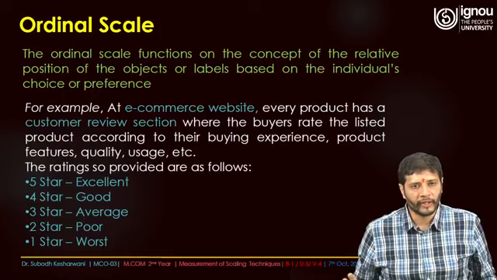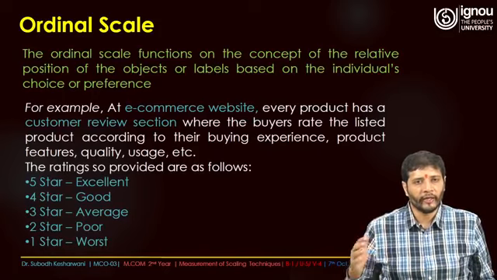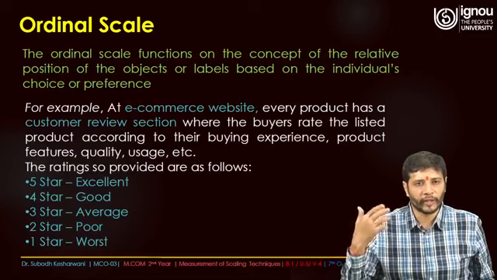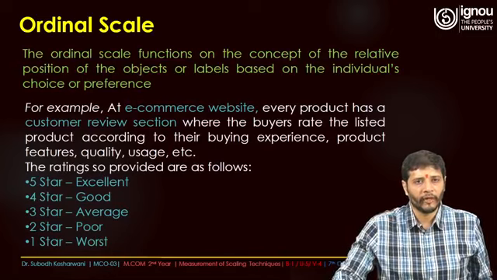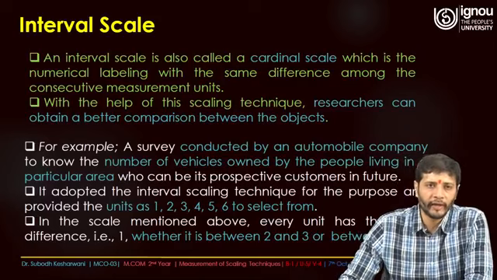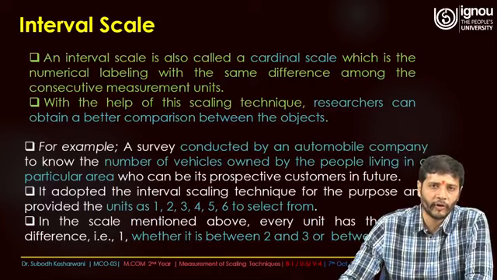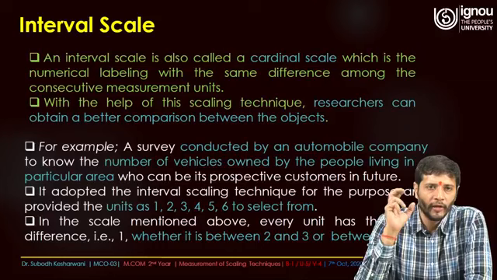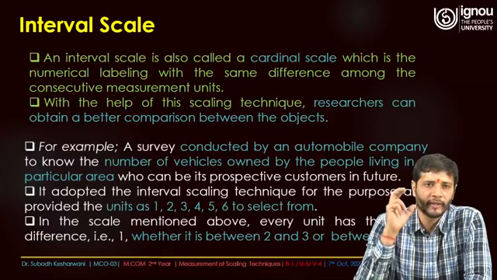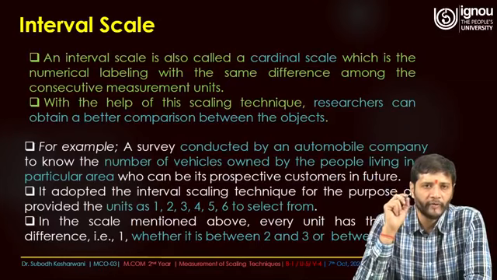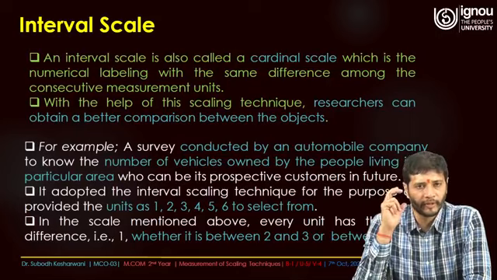These ratings play a very important role, and they are linked with increments and promotions. Sometimes, if the customer gives reviews, I think it directly hits the sale and purchase of the product. Anyway, the interval scale is also called a cardinal scale, which is numerical labeling with the same difference among consecutive measurement units. With the help of these scaling techniques, researchers can obtain a better comparison between the objects.